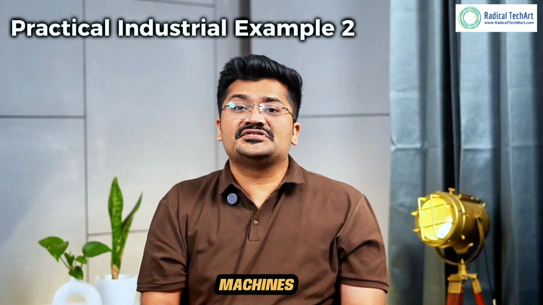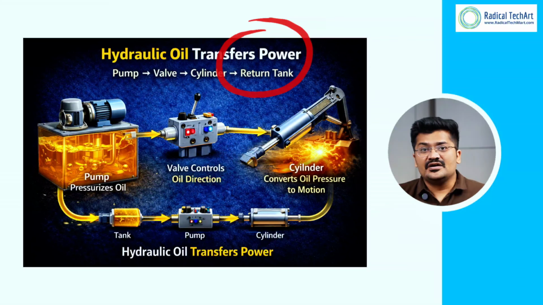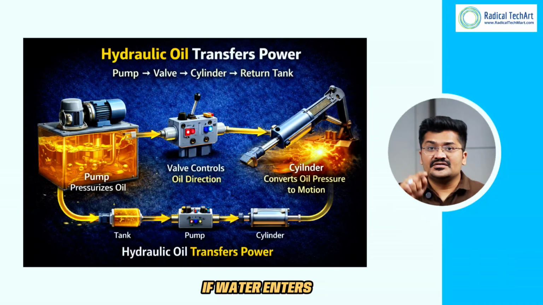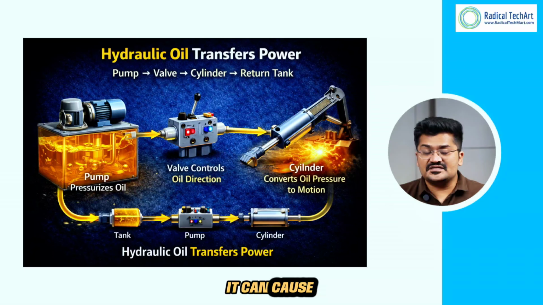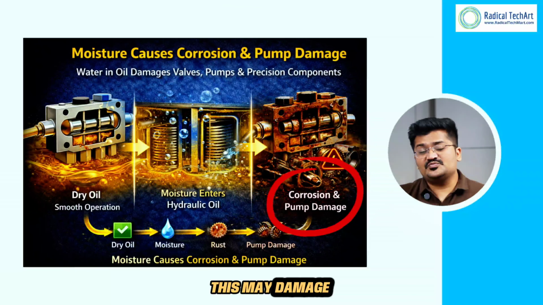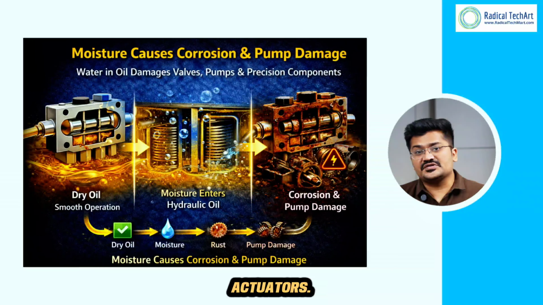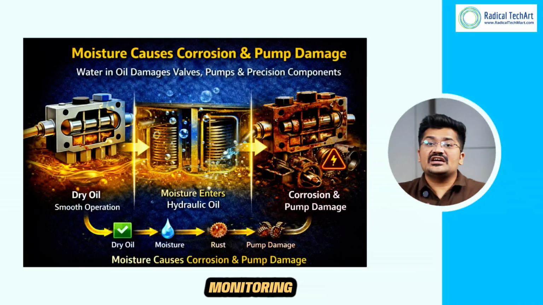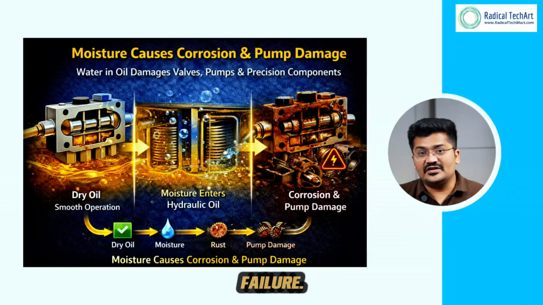Now, hydraulic machines use hydraulic oil to transmit power. If water enters the hydraulic oil, it can cause corrosion, oil degradation, and reduced lubrication. This may damage pumps, valves, and actuators. So, moisture monitoring helps to prevent machine failure.